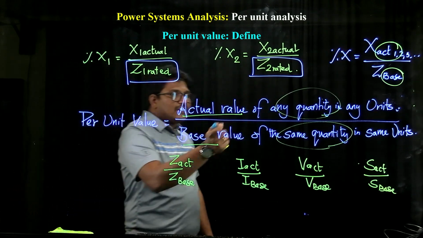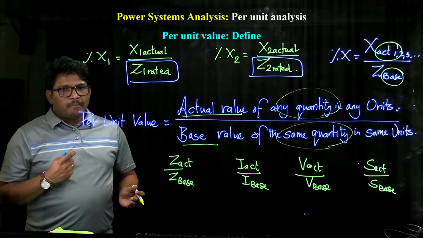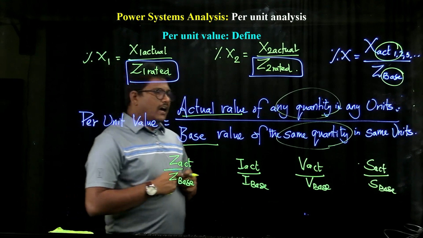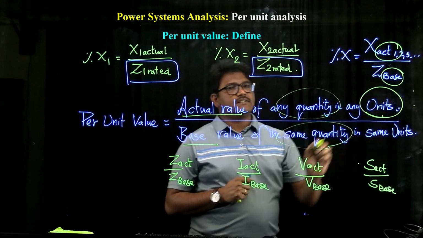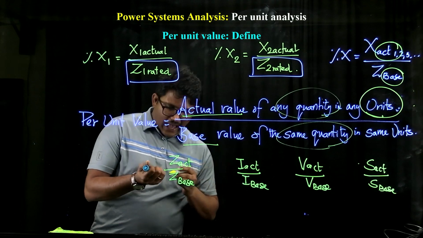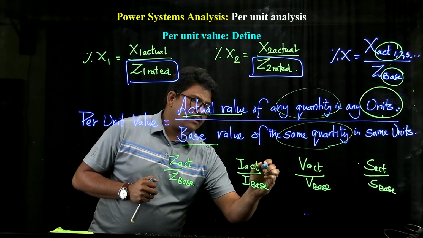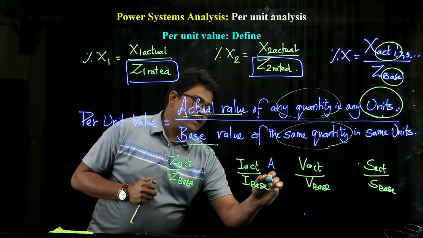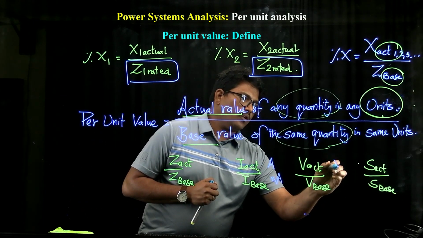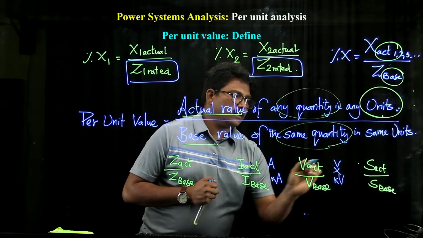What do you mean by having the same units? Because if the quantity is same, then we expect the units also to be same. But why are we so specific about the units in defining the per unit value? The reason is, here you may have your current quantity to be same, but sometimes we end up giving the current in the numerator in amps and the current in the denominator in kiloamps, or voltage in the numerator in volts and the voltage in the denominator in kilovolts. You should never do that. This is what is going to be wrong for us.